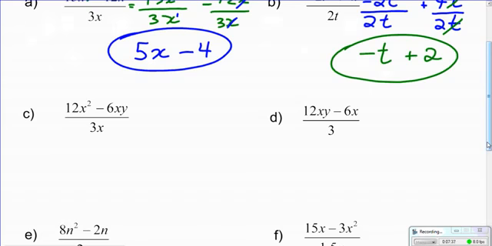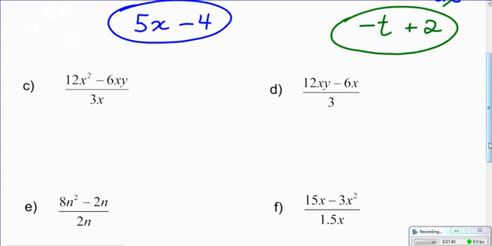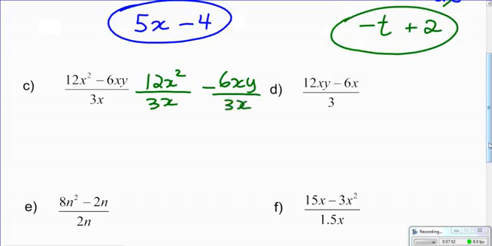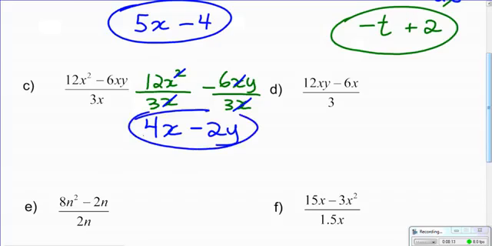Okay, looking at C. Again, we're going to set this up: 12x squared over 3x and negative 6xy over 3x. Then if we're dividing, 12 divided by 3 gives us 4. X squared divided by x to the 1 gives us an x. Negative 6 divided by 3 gives us negative 2. The x's cancel and we're left with 1y. So 4x minus 2y. I'm going to ask you to do D and F and E on your own, and we will double check those in class tomorrow.